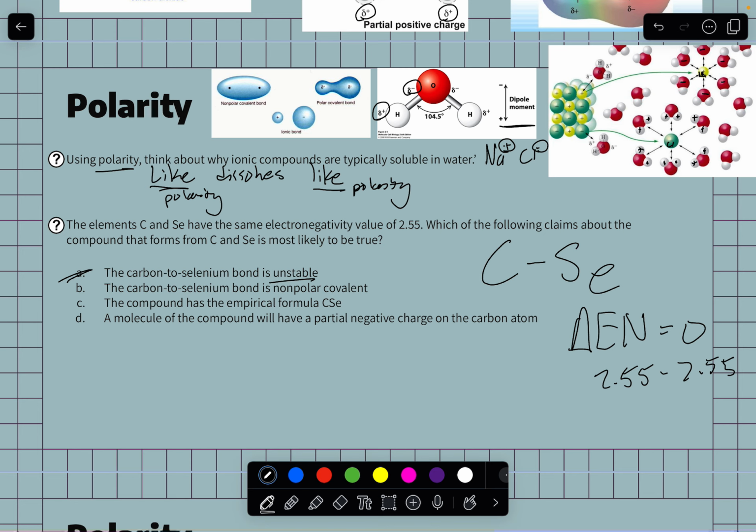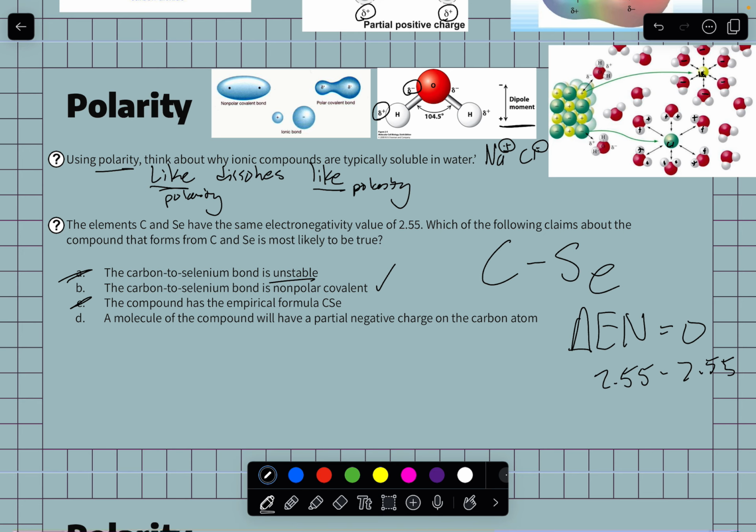B says it's going to be nonpolar covalent. That sounds right. It is nonpolar because it has less than 0.4 electronegativity difference, and there's two nonmetals, so it's covalent. C says the compound has the empirical formula of CSe. I mean, it might, but we don't have any information about masses, so we can't validate that.